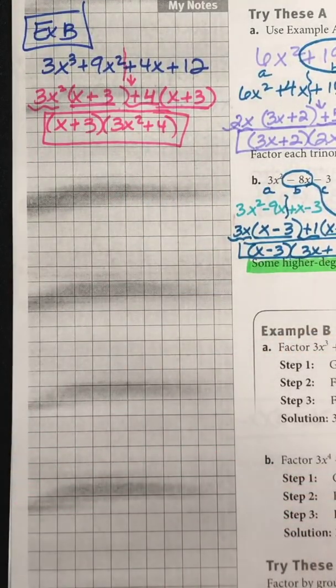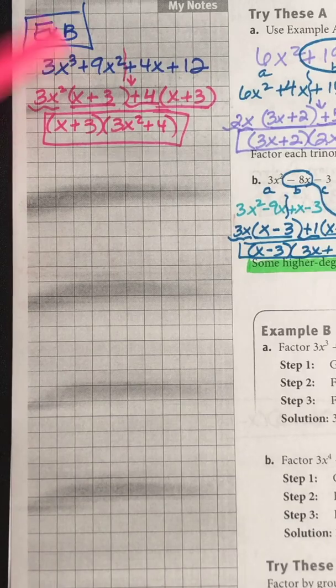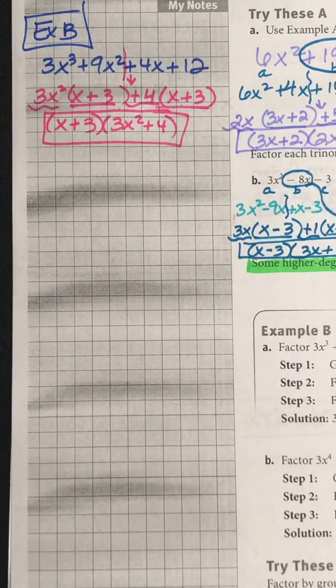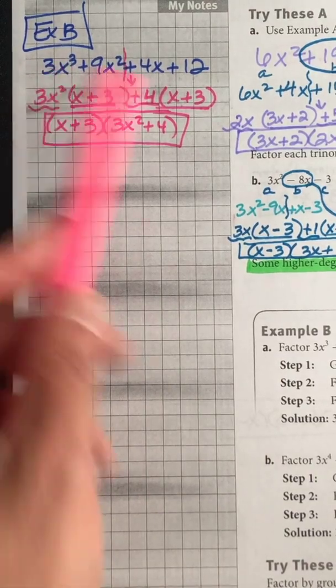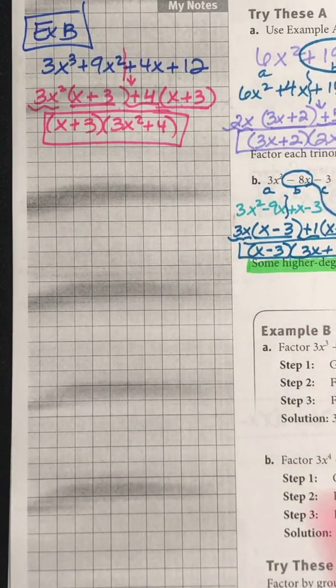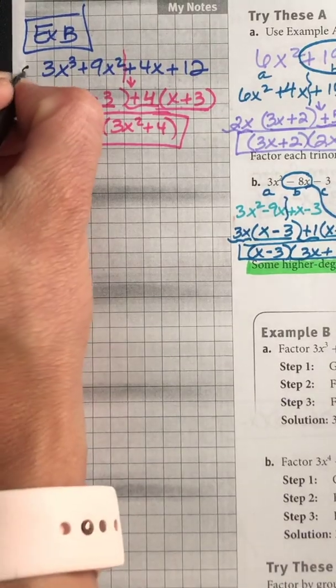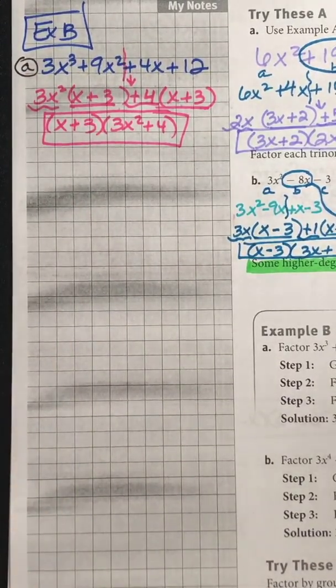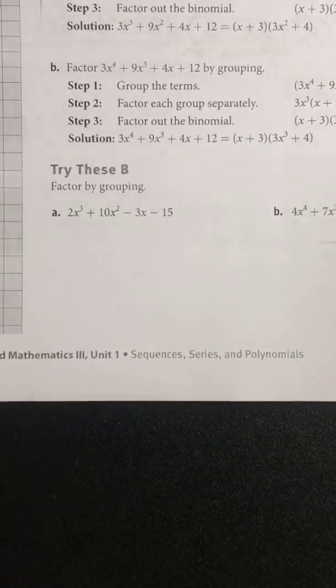So I want you to notice something about this example. Notice that it didn't start with an x squared. It started with an x cubed term as the leading term. And so that's a higher degree polynomial. So we can factor those higher degree polynomials only if we can break it in half and factor each side. That's the only way that it'll work. Otherwise there will be other methods that we can do. So this was letter A. Okay, so let's go ahead and go down to the try these B, and let's do it.